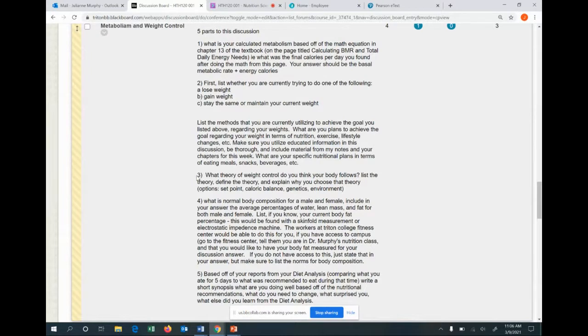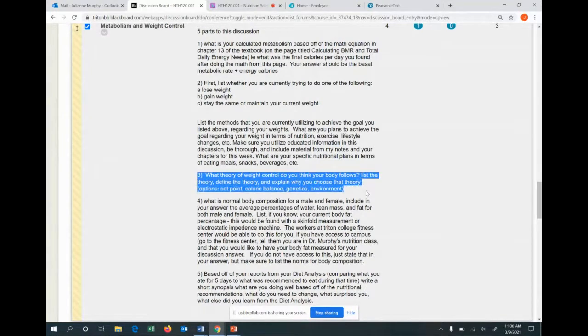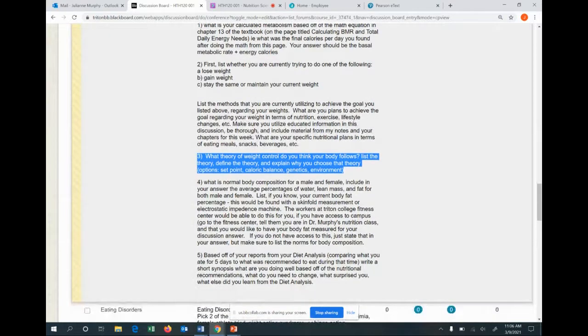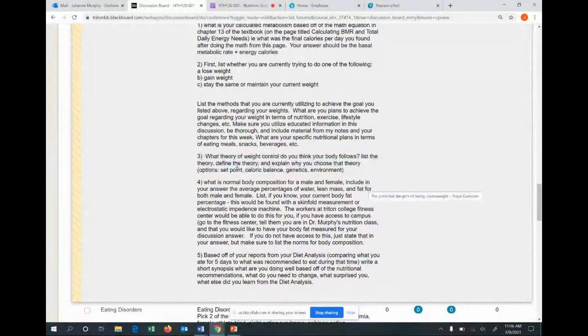We're going to review the theories of weight control again today because I felt like we covered them all last week, but I want to make sure you really understand it. I don't want to go too fast on that. So there were the 4 theories of weight control. You're going to list one which you think fits you the best. So when we review that today, just pay attention. Which one do you think your body follows more than others?